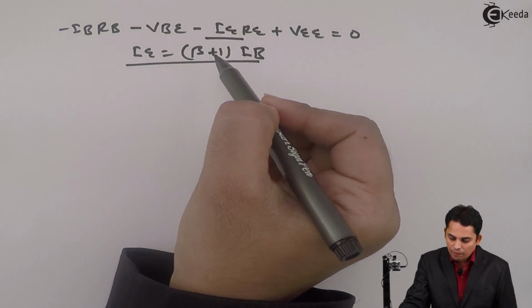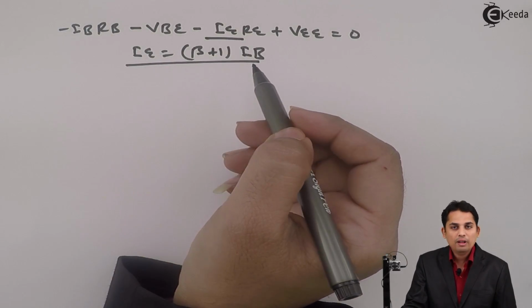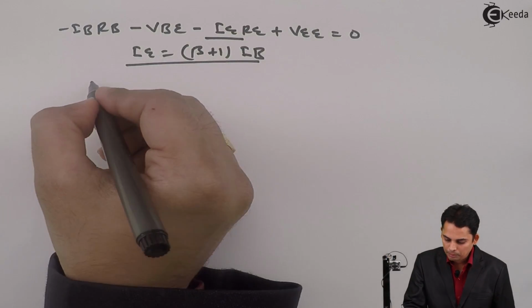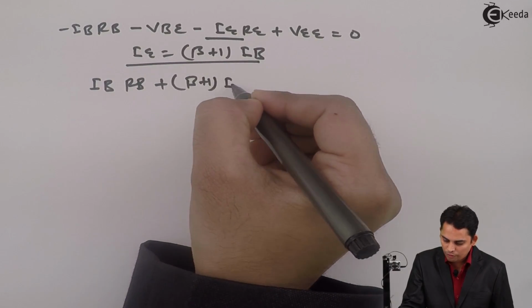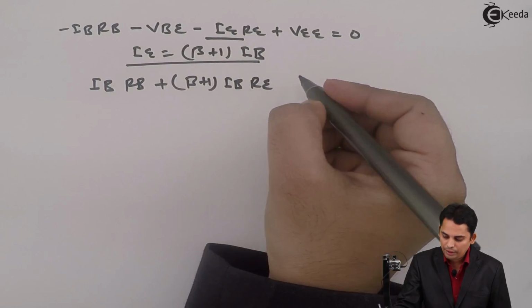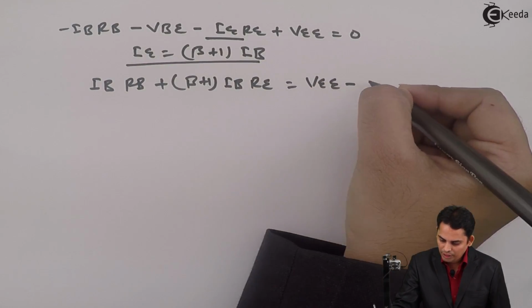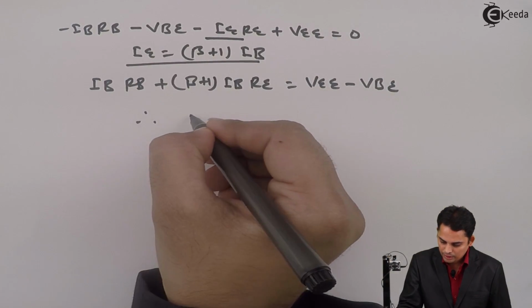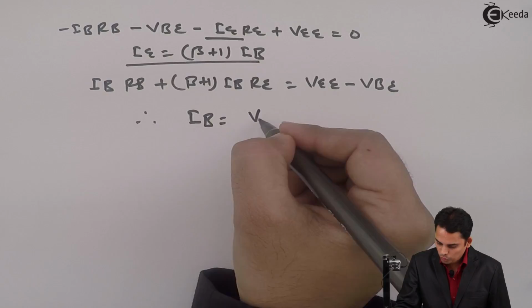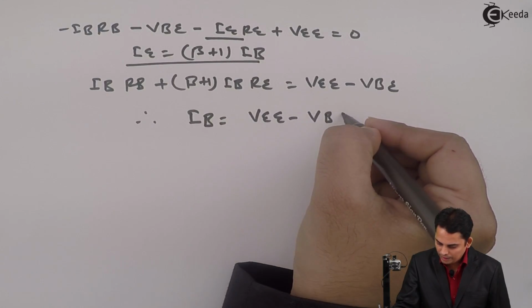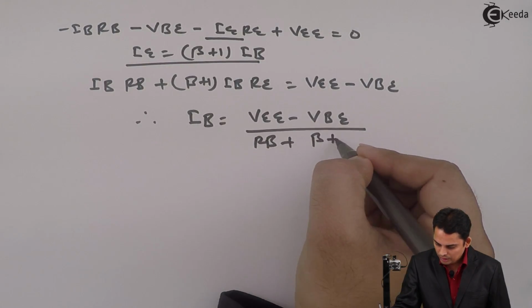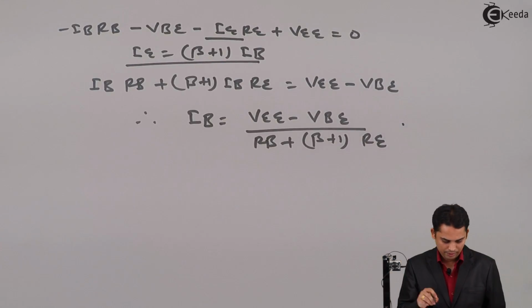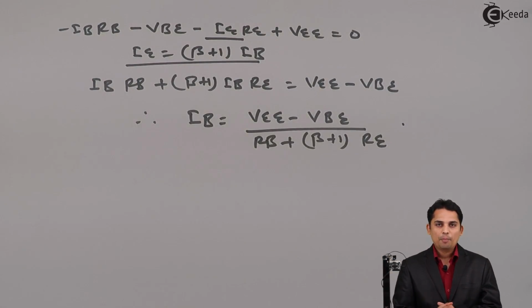We will replace IE with the help of this equation and rearrange the terms. The equation will become IB into RB plus beta plus 1 times IB into RE is equal to VEE minus VBE, and hence IB is equal to VEE minus VBE divided by RB plus beta plus 1 times RE. This is how we get the base current IB for the emitter follower circuit.